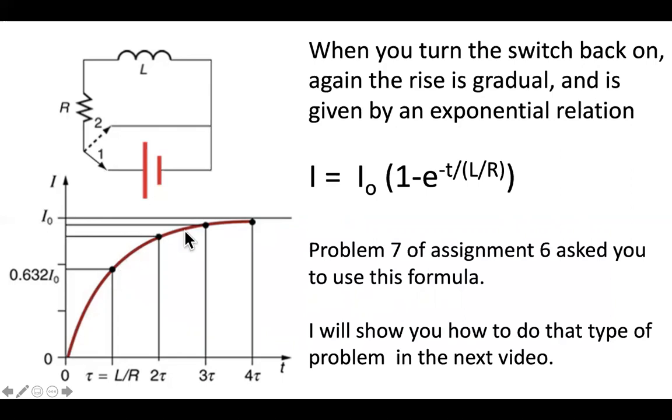Again, the rise starts off fast and gets slower and slower. It's described by this formula, where the current is given by the ultimate value of the current times 1 minus e raised to the power of the ratio between the time t and L over R. So what L is doing is not setting what the absolute current is; it tells you how quickly the current can change.